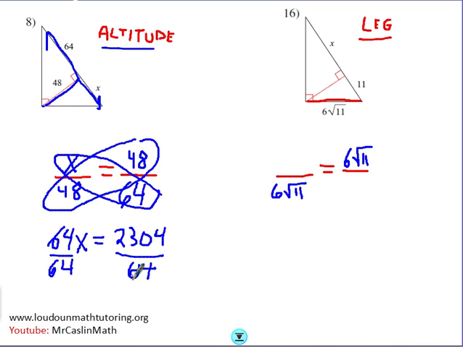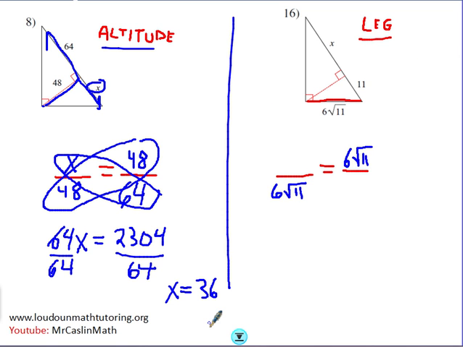Okay, it turns out that when you divide 2,304 by 64, you get x is equal to 36. So this piece of your triangle here is equal to 36 units, whatever. They didn't give us a unit, so we don't know what those units are. Okay, that's called an altitude problem.